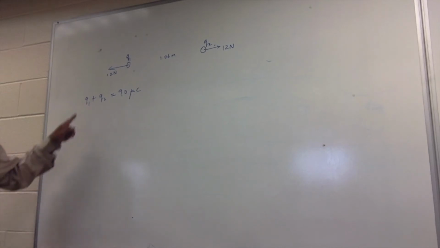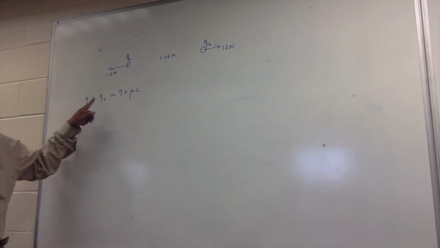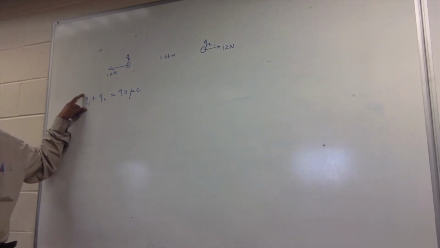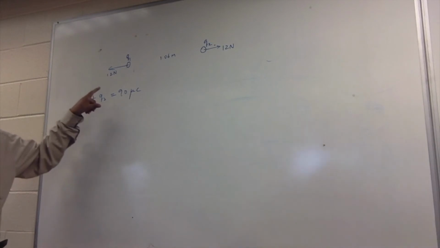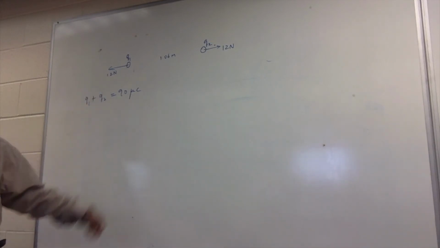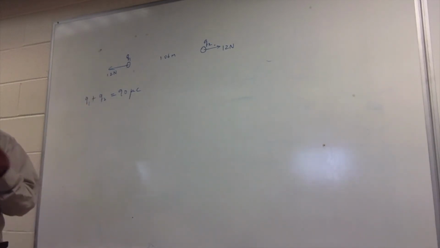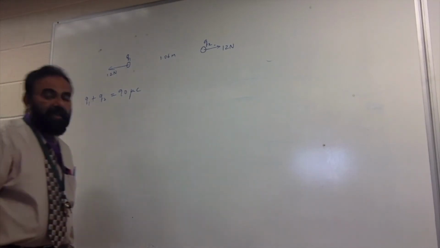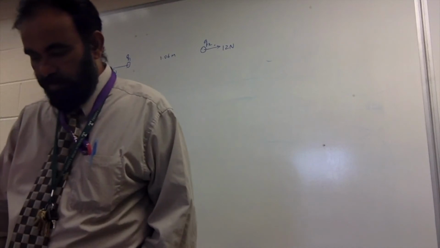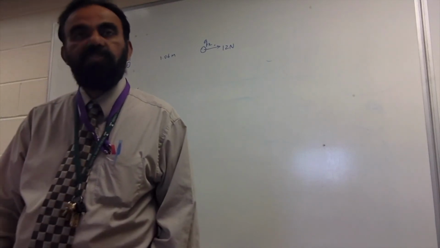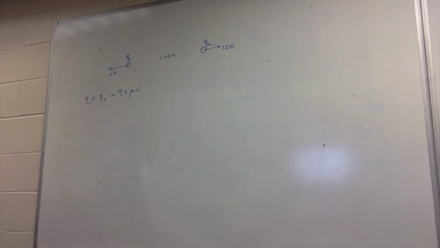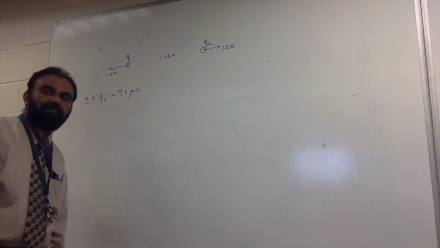Which means you're adding a positive one and a negative one, and I'm getting 90. Which means the positive one is definitely the bigger one, and the negative one is the smaller one. That's why the total comes out like that, right? So you have to make those logical conclusions as we go on. The question is asking you to find out what each charge is. What is Q1 and Q2? They want to know what is Q1 and what is Q2.